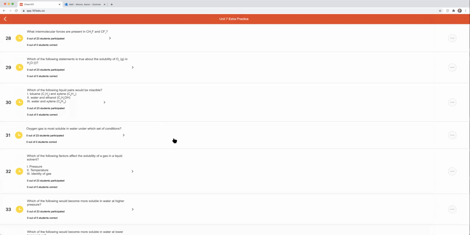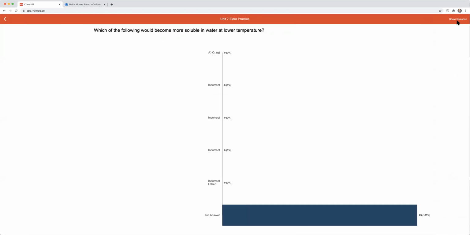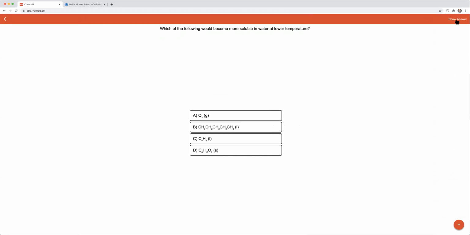All right. So that was 33. So I want to do 34 actually too. All right. So 34 is similar, but it has to do with that temperature relationship that we talked about a couple of questions ago. So remember that for a gas, we said that if we lower the temperature, that's when we increase the solubility. And so that's what this question is asking. For which of the following would become more soluble at a lower temperature?